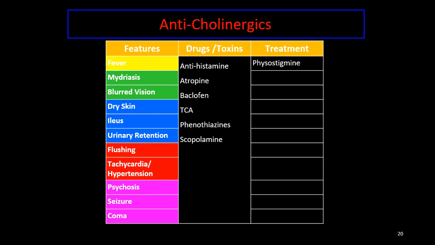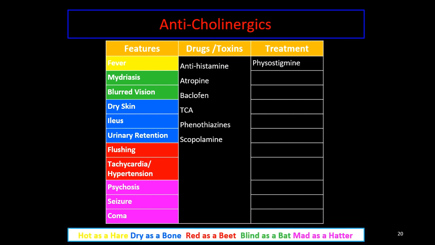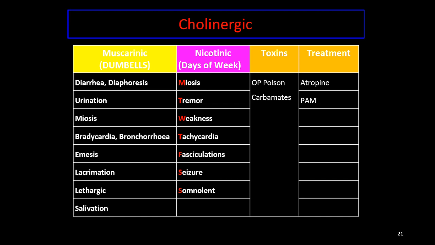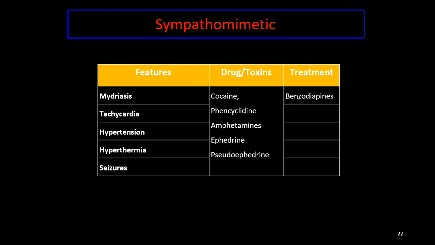I think most of you know what are the symptoms of anticholinergics. So you have dilated pupils, you have dry skin, you have retention of urine, tachycardia, hypertension. So you remember this by this mnemonic: hot as a hare, dry as a bone, red as a beet, blind as a bat, and mad as a hatter. So cholinergic, I think you know most of it: urination, miosis, bradycardia. These are the common signs, and treatment is with atropine or PAM.